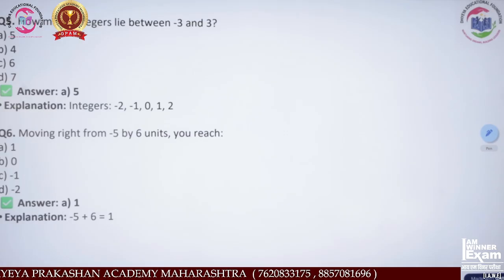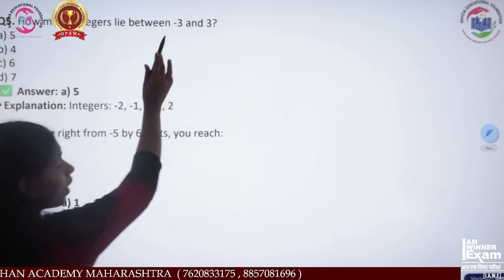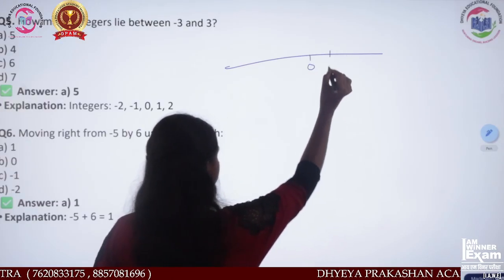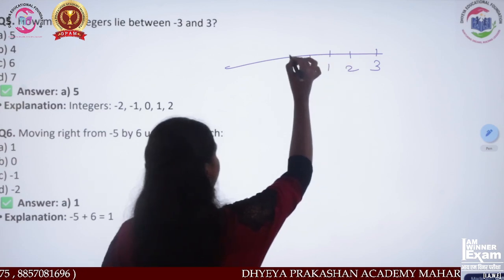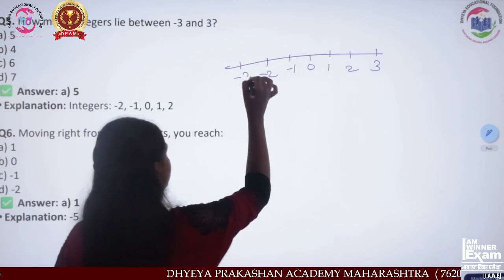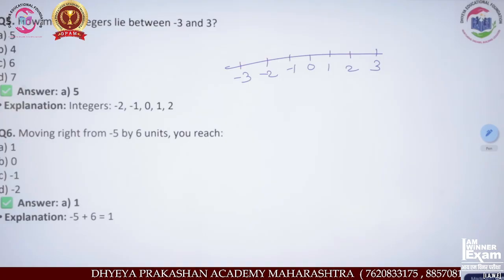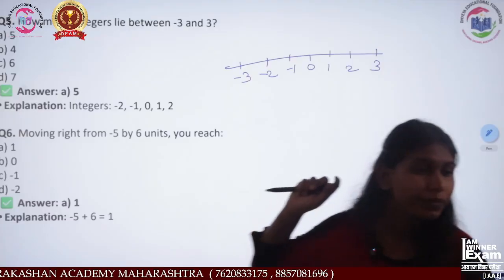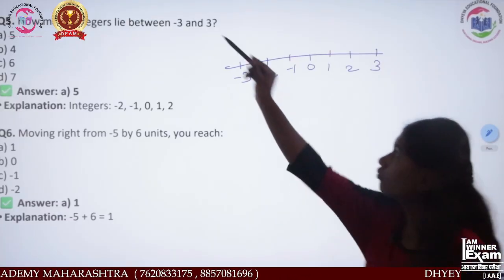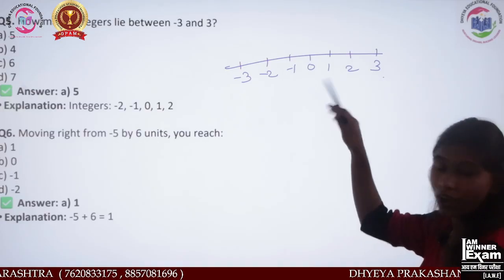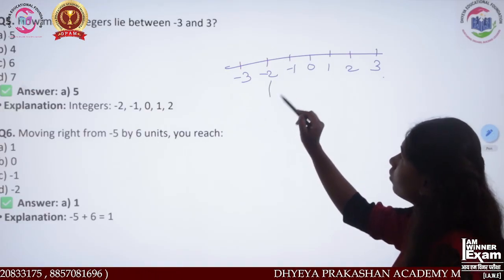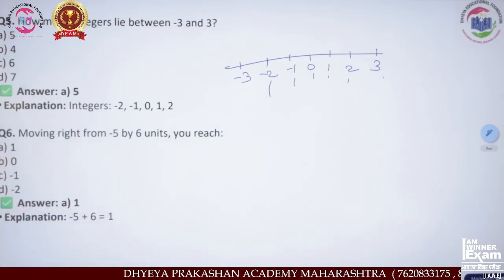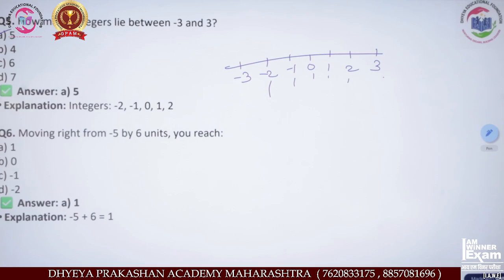Then next. How many integers lie between minus 3 and 3? Minus 3 and 3. So this is the number line: 1, 2, 3, minus 1, minus 2 and minus 3. Now what we have to find out is how many integers lie between them. What is meant by between? In the middle of them. So starting from minus 3 and plus 3, how many integers are there? 1, 2, 3, 4, 5. So there are a total of 5 integers in between them. So which will be your correct option? That is option number A, which says 5.